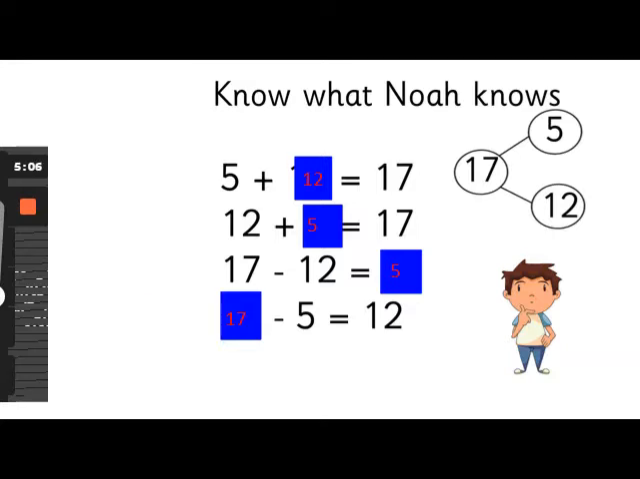Great, well done. 17 subtract 5 equals 12. Fantastic. Have a look over those number sentences. Then it's time for a challenge. I would like you to write the next 2 addition number sentences and the next 2 subtraction number sentences.